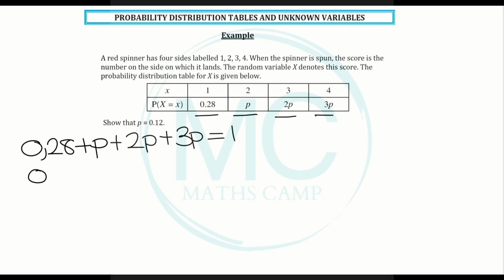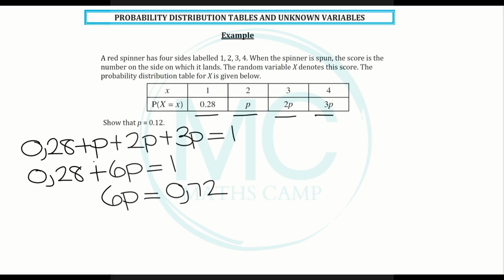I have 0,28. Let's leave this over here for now. p plus 2p plus 3p gives me 6p. And this is equal to 1. To get our p term by itself, let's subtract 0,28 from both sides. And I see that 6p is equal to 1 minus 0,28, which is equal to 0,72. Divide both sides by 6. And I've now proven that p is equal to 0,12.